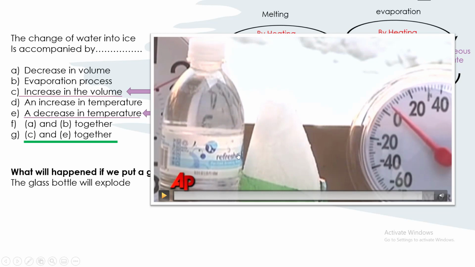But why does the glass bottle explode while the plastic bottle does not? That is because the volume of the glass bottle is specified. So when the water increased in volume, the water did not find another place to go, and its specified volume, which is the glass bottle, is not enough for its new volume, so it made the glass bottle explode. While the plastic bottle, of course, will not explode because the plastic can extend.